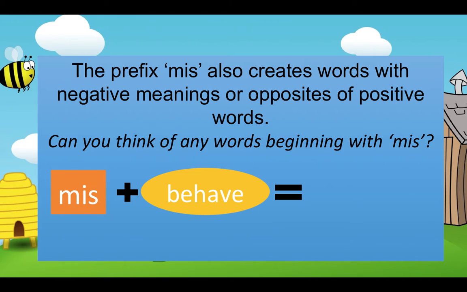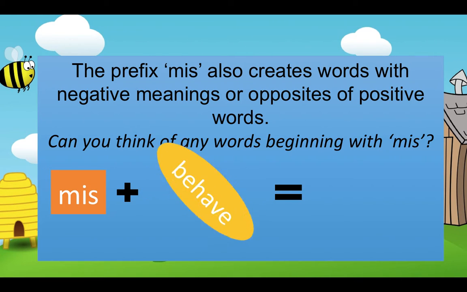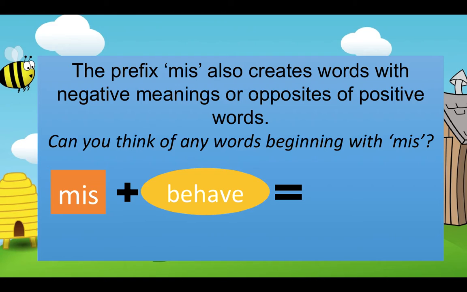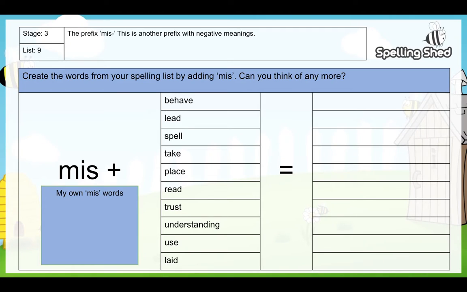So the prefix miss comes at the beginning of the root word behave, so doing as you're told, and makes it mean the opposite, misbehave. Okay, so here is your task for today. I would like you to write all of these root words down and then you're going to add the prefix miss to them to create our spelling list for this week.